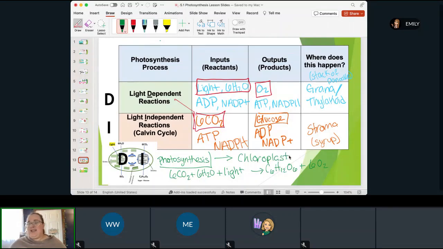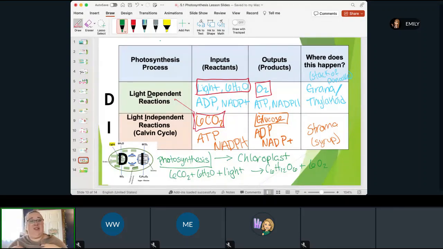So do you guys see why in the big photosynthesis equation, I don't add ATP, ADP, NADPH, and NADP plus? Because those never leave. They don't have to come into the chloroplast or into the plant. They don't have to leave the plant. They're just already in those cells. They're already in the chloroplast, ready to go, and they stay there.